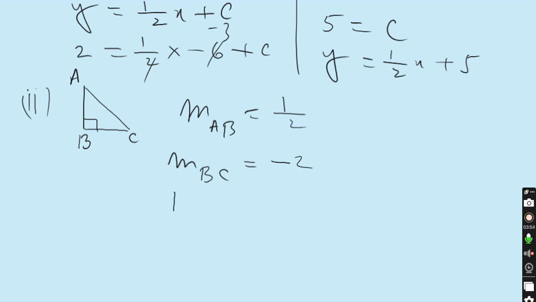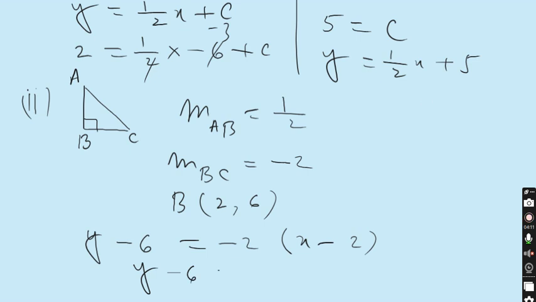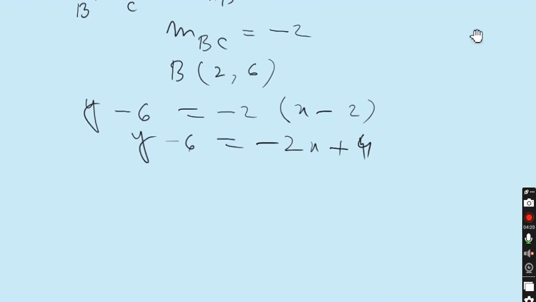Now take the point B. What is point B in the given question? (2, 6). Now apply the formula y - y1 = m(x - x1). So y - 6 = -2(x - 2), which is -2x + 4, or you can write y = -2x + 4 + 6, that is y = -2x + 10. This is the answer of part 2. This is the equation of line BC.